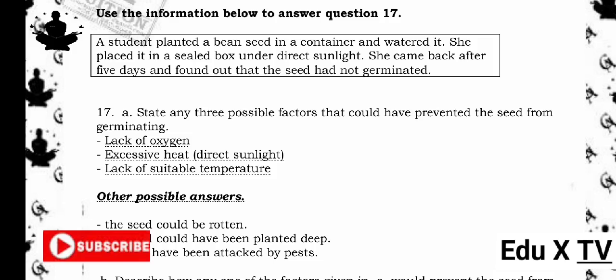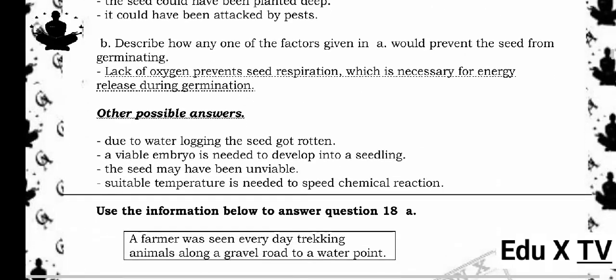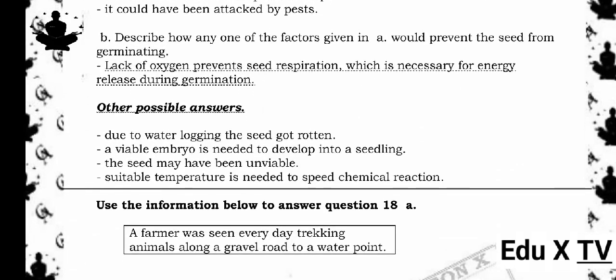The seed could have been planted deep. It could have been attacked by pests. B. Describe how any one of the factors given in A would prevent the seed from germinating. Lack of oxygen prevents seed respiration, which is necessary for energy release during germination. Other possible answers: due to water logging, the seed got rotten. A viable embryo is needed to develop into a seedling. The seed may have been unviable. Suitable temperature is needed to speed chemical reaction.